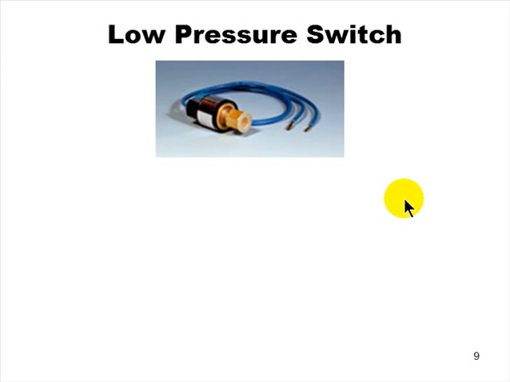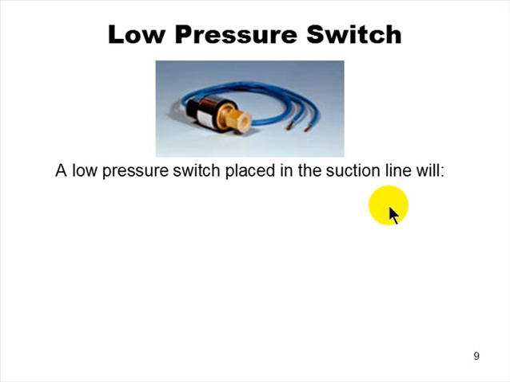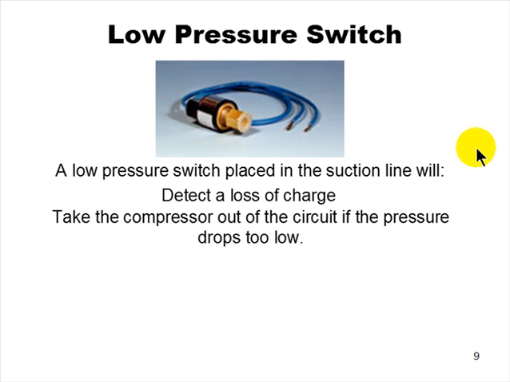Low pressure switch. Where can you expect to find a low pressure switch? Well, a low pressure switch placed in a suction line will do two things. It'll detect a loss of charge because the pressure dropped. The pressure drops, your refrigerant level probably dropped along with it. And it will also take the compressor offline if the pressure drops too low, to keep it from flooding back liquid or whatever the case is and busting up the suction line, the suction valves on the compressor.